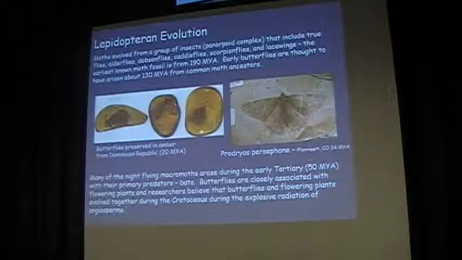Butterflies are closely associated with flowering plants, nectaring and such. And researchers believe that butterflies and flowering plants also co-evolved during the Cretaceous, during that explosive radiation of angiosperms at that time.